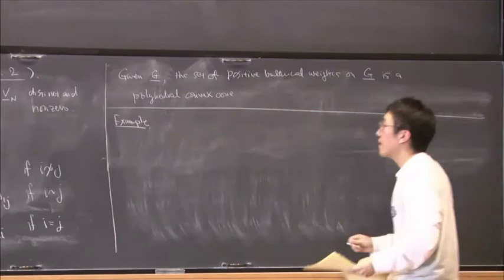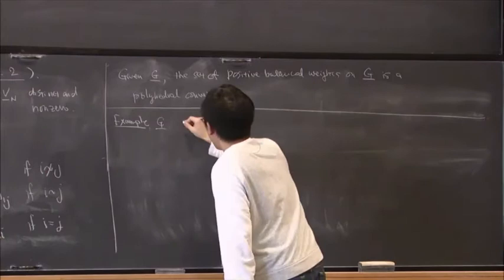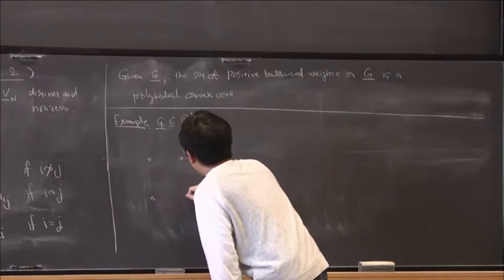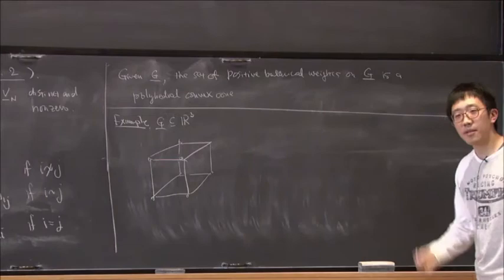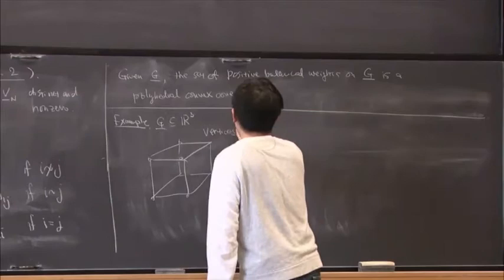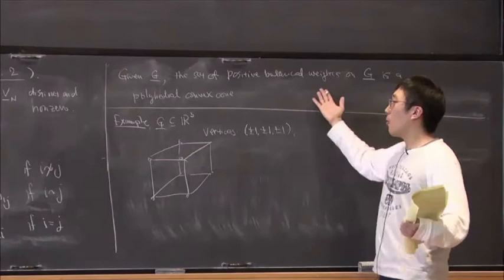Of how this set of positive balanced weights looks like on a given very concrete G. So here's my G, and it lives in R^3. And it has 8 vertices, which are the vertices of the cube, and the edges are drawn. So vertices, let's say they have coordinates plus minus 1, plus minus 1, plus minus 1. So there are 8 total. And I want to understand the set of all possible positive balanced weights for this.